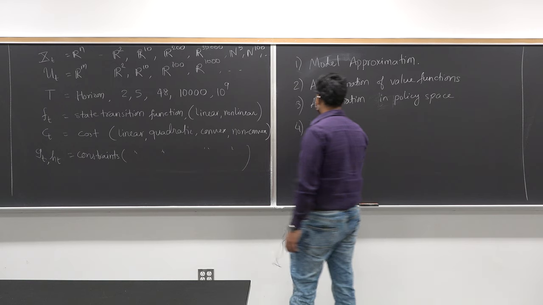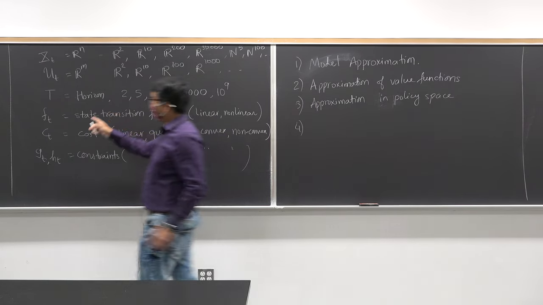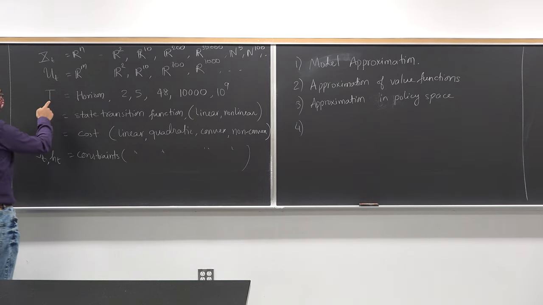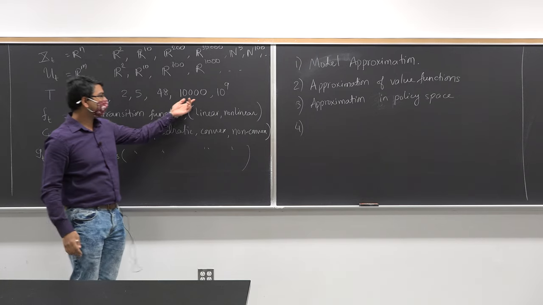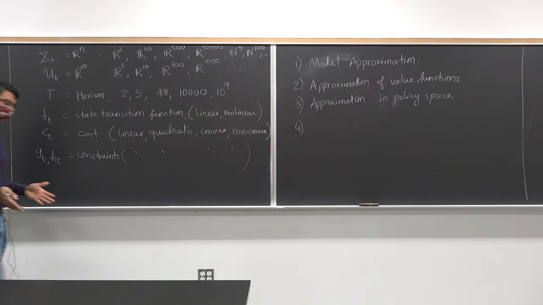Now, the fourth one is to intelligently transform the problem so as to deal with this horizon length. So if your horizon length is 10,000, you can't really. So let me give you a concrete example.